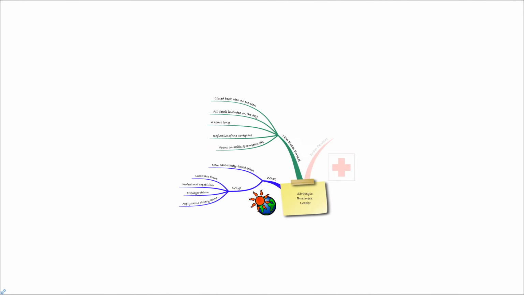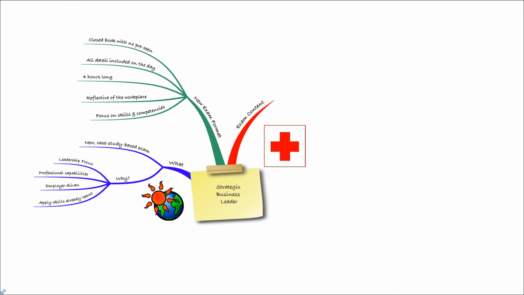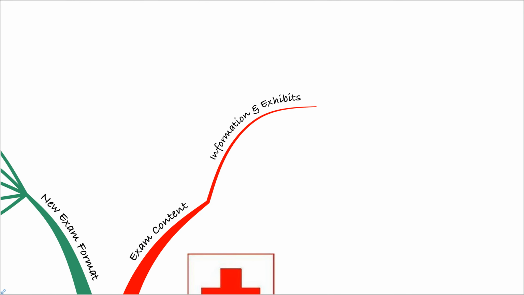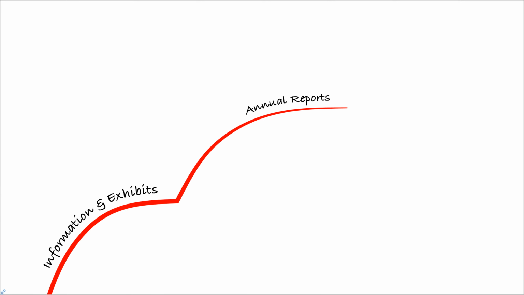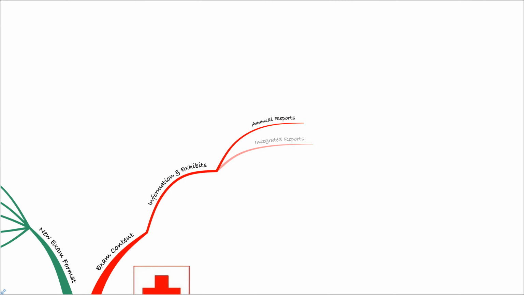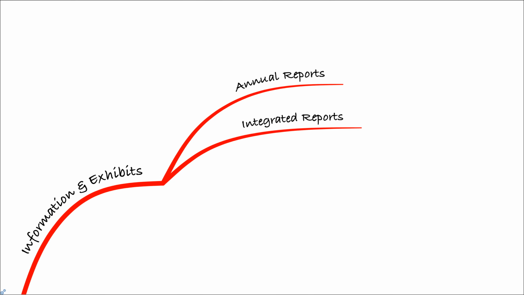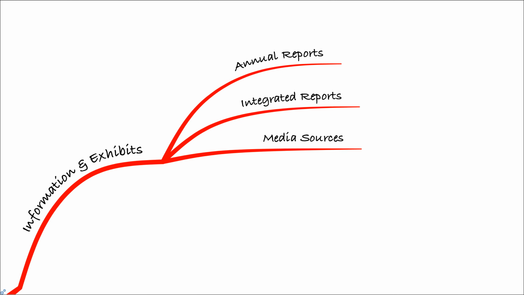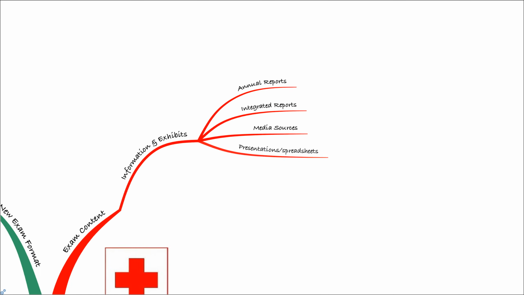What exactly are you going to be given in the exam? Well, you're going to be given various information and exhibits. So it may be one of or more than one of these things. So it might be an annual report. It might be an integrated report, one and the same thing really these days. It might be a media source such as a newspaper article or some sort of a cutting from a magazine. Whatever it happens to be, it could be from the media.